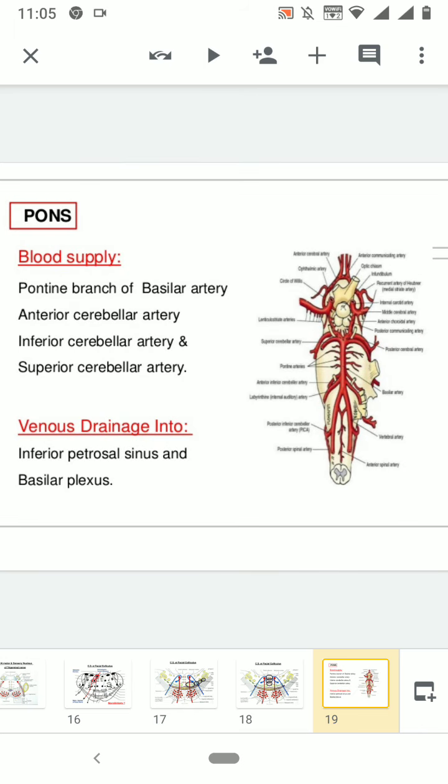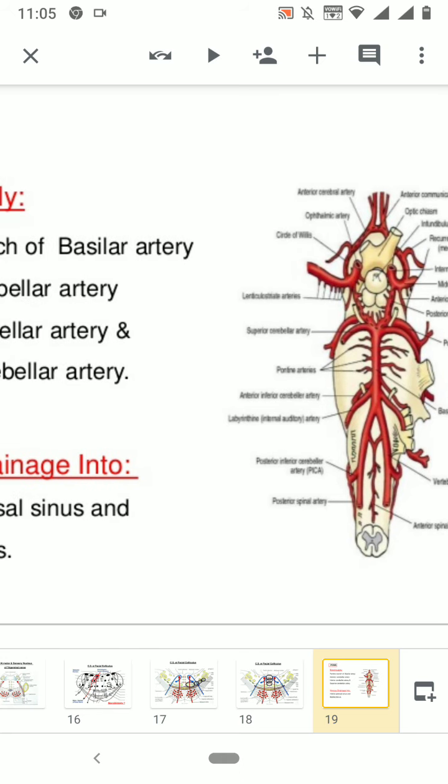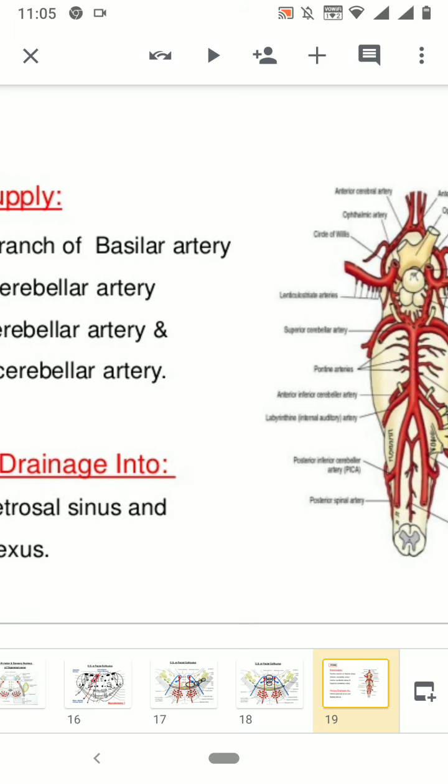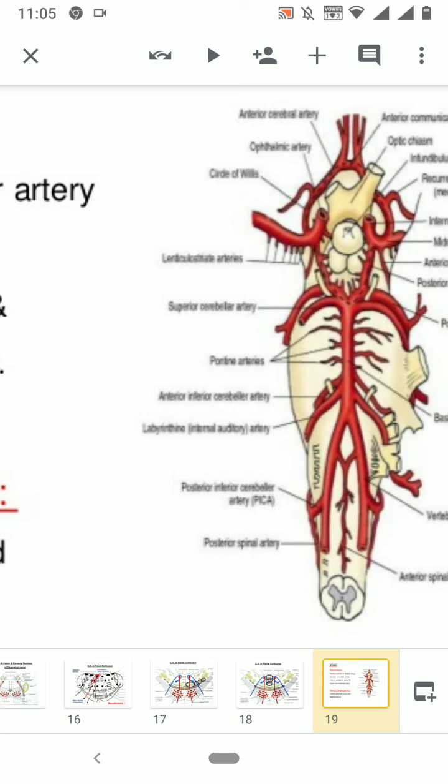So coming to the blood supply of the pons. The pons is supplied by the pontine branches of the basilar artery. So mainly the basilar artery will supply the pons. I have already explained that there are two vertebral arteries which form the posterior circulation of the brain. The two vertebral arteries will join and form the basilar artery at the lower border of the pons, at the pontomedullary junction, and before it joins it definitely gives out some branches like the anterior inferior cerebellar artery and the labyrinthine artery. We have already talked about the blood supply of the medulla, in which I spoke about the PICA, the posterior inferior cerebellar artery, which comes from the vertebral artery.